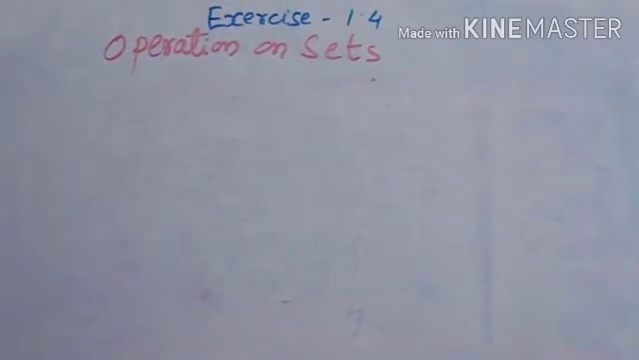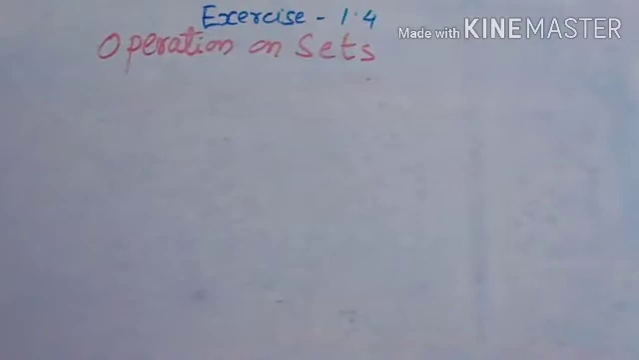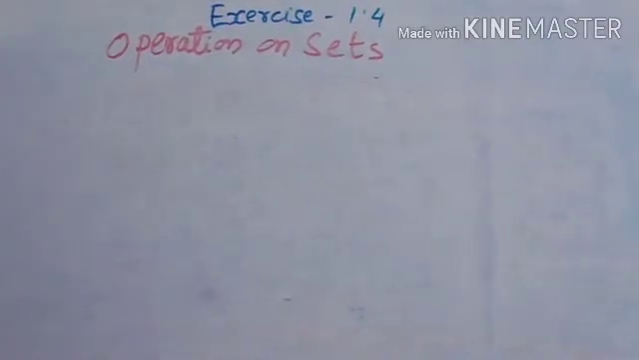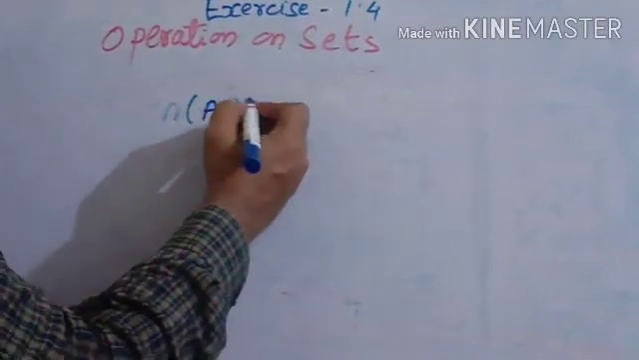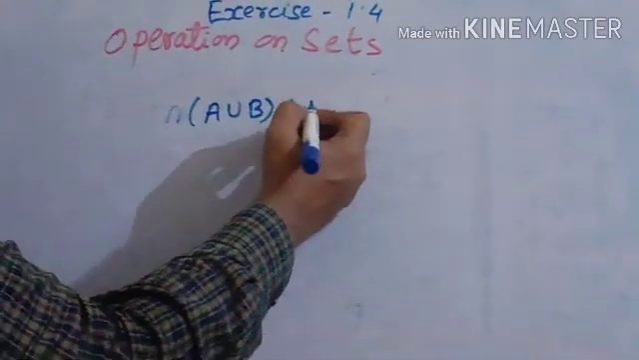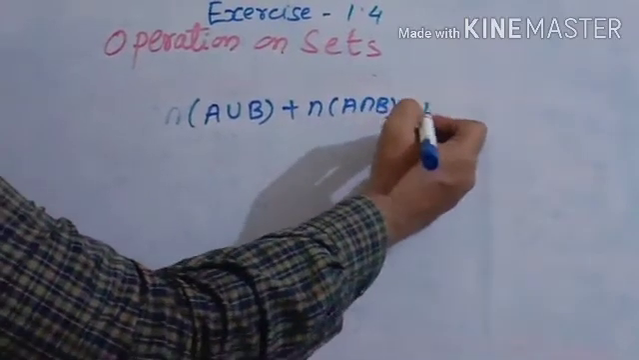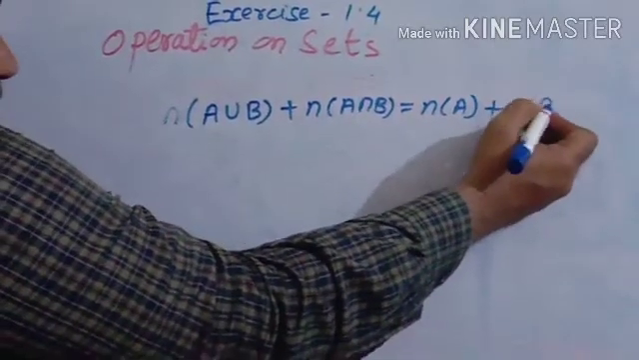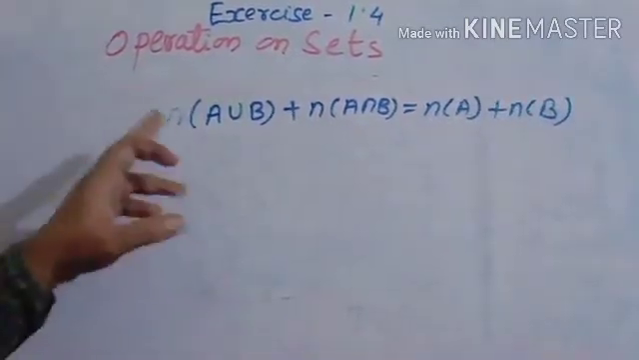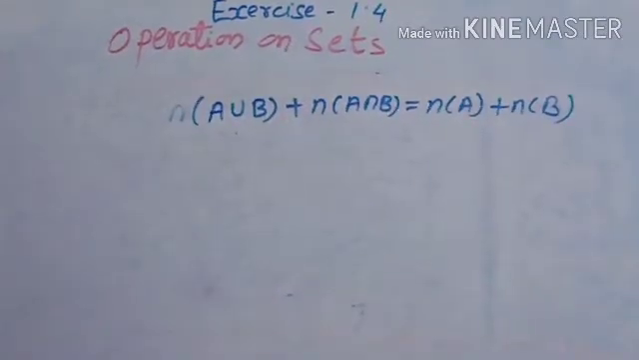Students, in this exercise we have some word problems also. For solving those word problems, we have one formula. Number of A union B plus number of A intersection B is equal to number of A plus number of B.